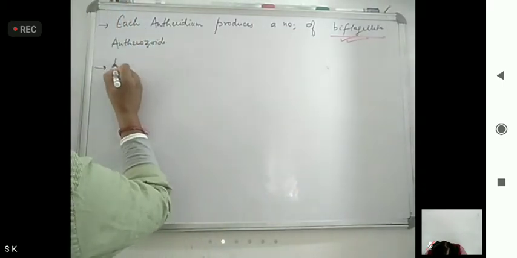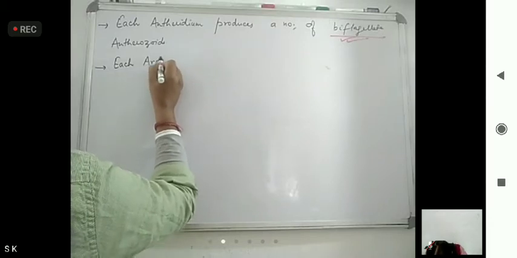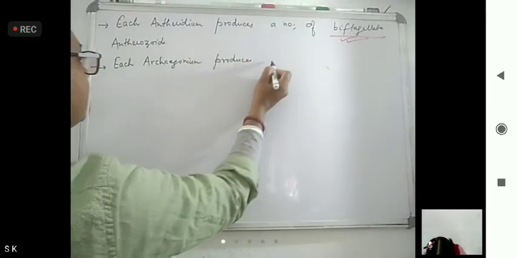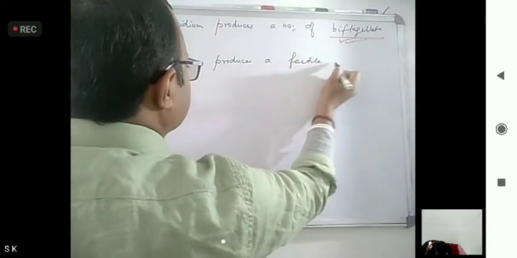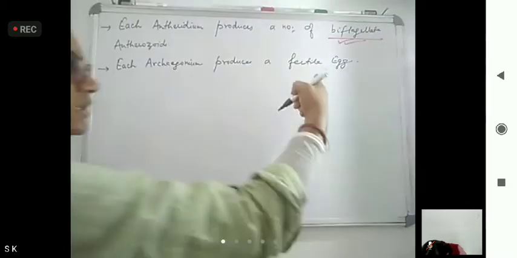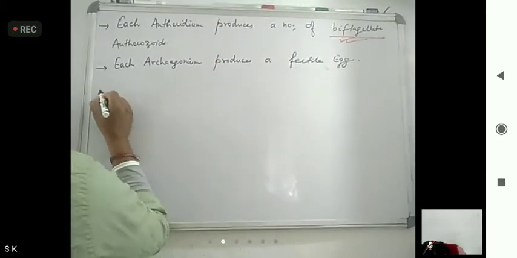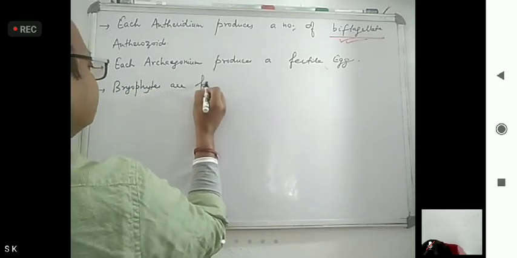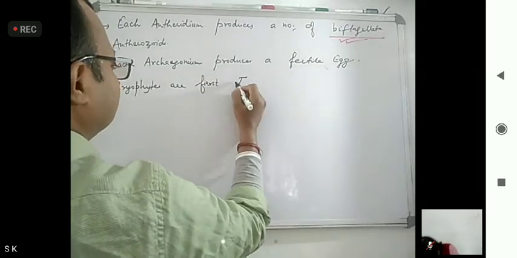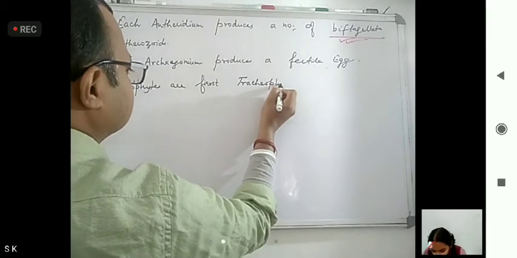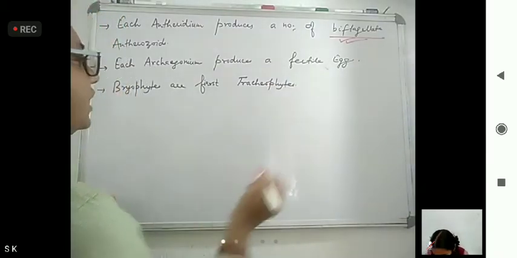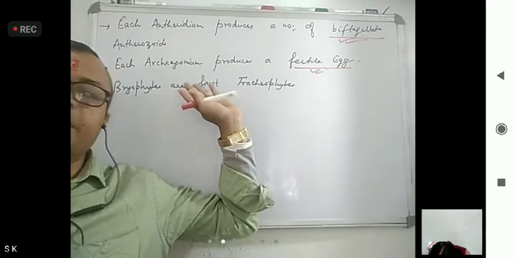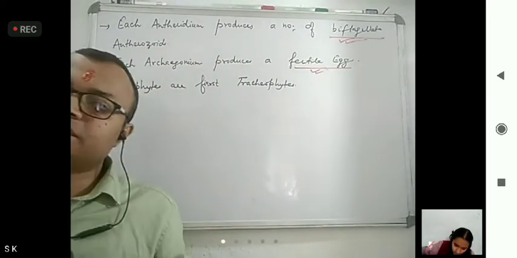So each archegonium produces a fertile egg. Now, since egg producing nature starts, that's why bryophytes are first embryophytes. Okay, now here they are forming a fertile egg, and the antheridium is forming what, biflagellate antherozoids, that are similar to sperm.